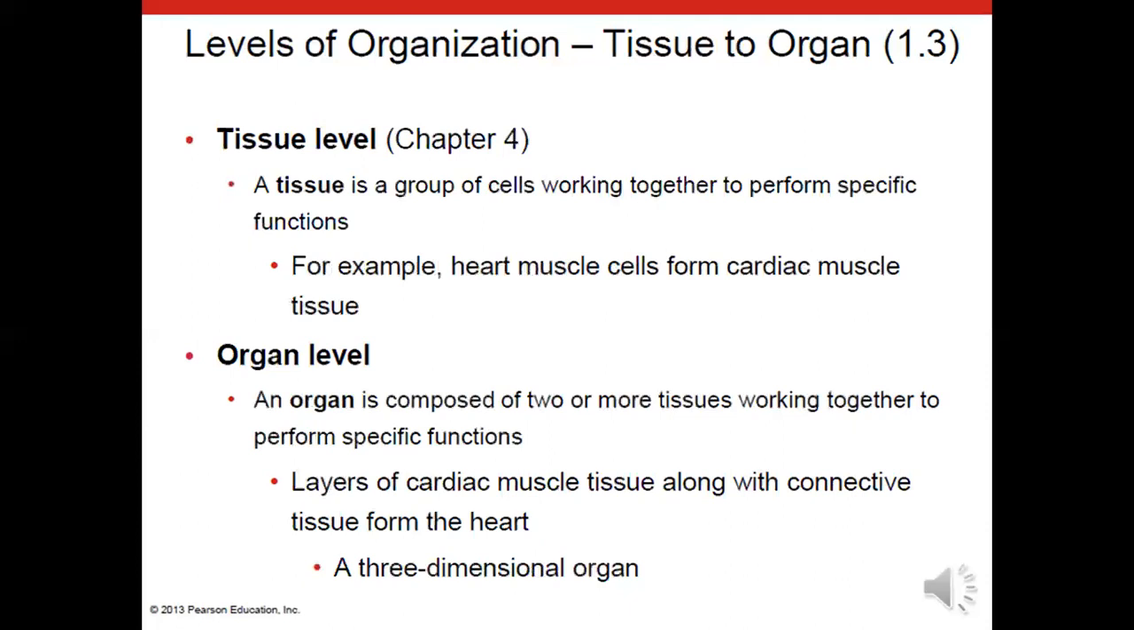Those tissues group together to form an organ that is fully functional, 3-dimensional, in layers, and that organ performs a function. Just like a tissue performs a function, like muscle tissue contracts and relaxes, tissues then group together to perform the function of an organ.